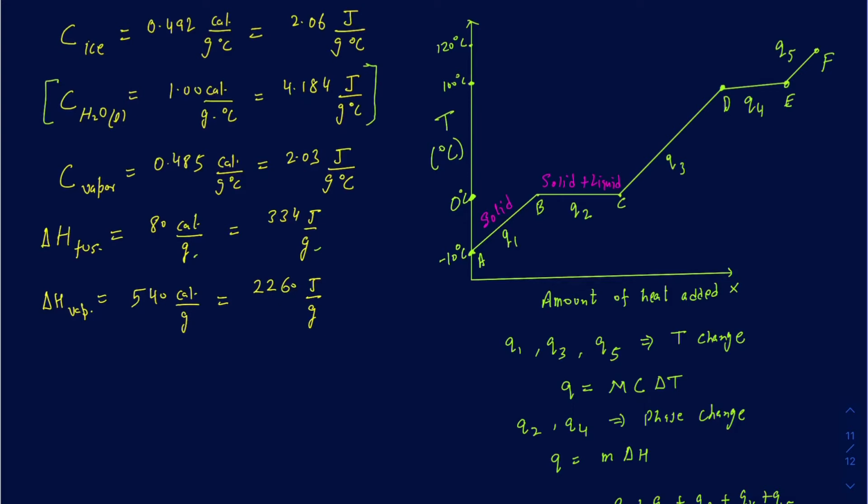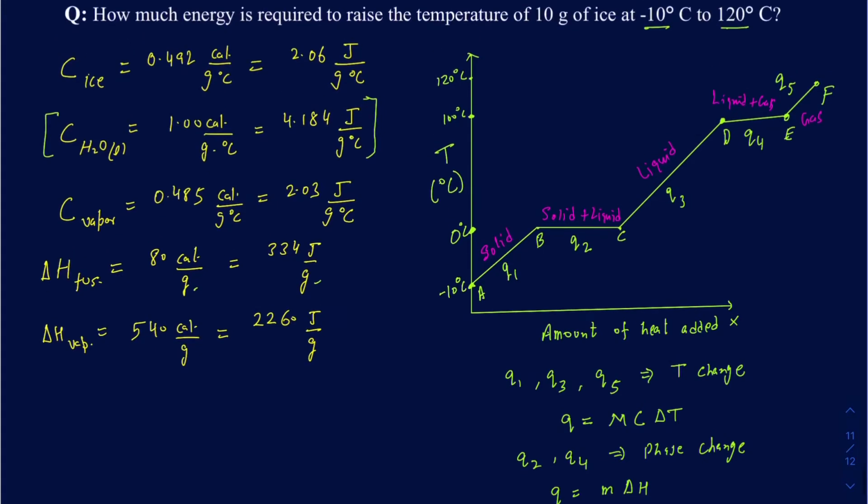Now between C to D, all you're really going to have is a liquid. And then between D to E, you will have a liquid and the gas. And between E to F, you're only going to have the gas in there. Okay, so let's worry about calculating those now.